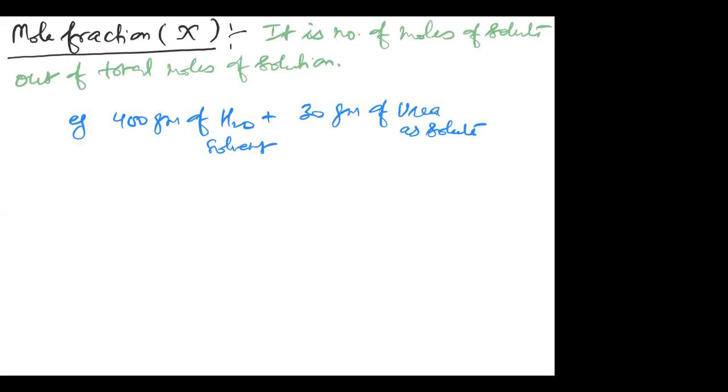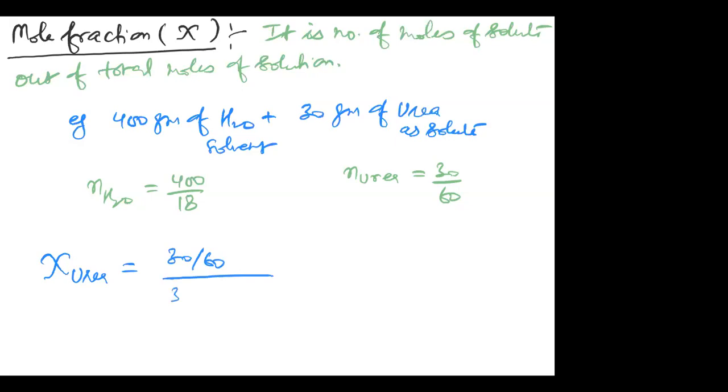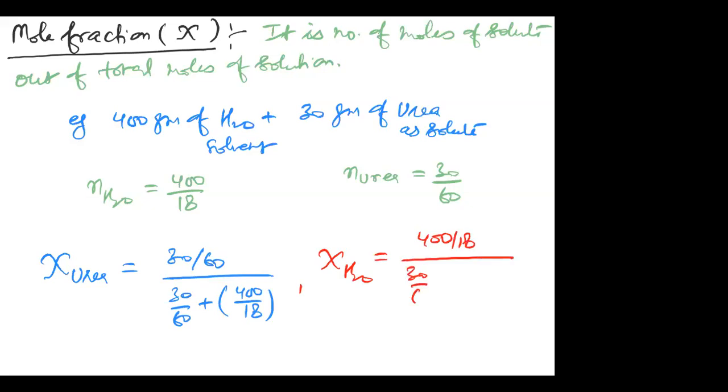Then the moles of water is nothing but 400 divided by 18, and in the case of moles of urea, it is 30 divided by 60. So as far as mole fraction of urea is concerned, it is moles of urea, which is 30 out of 60, divided by total number of moles, which is 30 out of 60 plus 400 divided by 18. And similarly, let's say mole fraction of water should be equal to 400 divided by 18 whole divided by 30 by 60 plus 400 by 18. So mole fraction of urea and mole fraction of water.